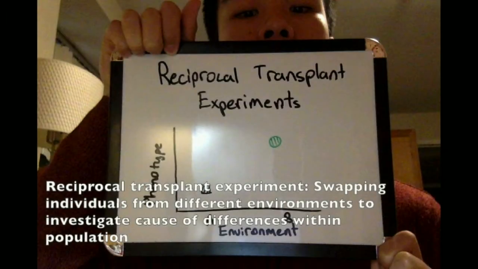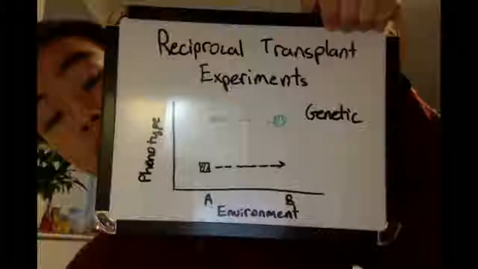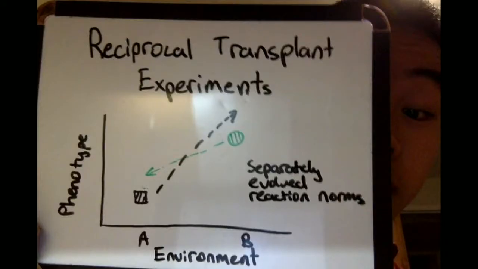The next thing we'll talk about is reciprocal transplant experiments. This is when scientists take organisms from different environments, then swap them out to figure out the cause of differences between populations. This can be due to genetic factors, environmental factors, or separately evolved reaction norms.